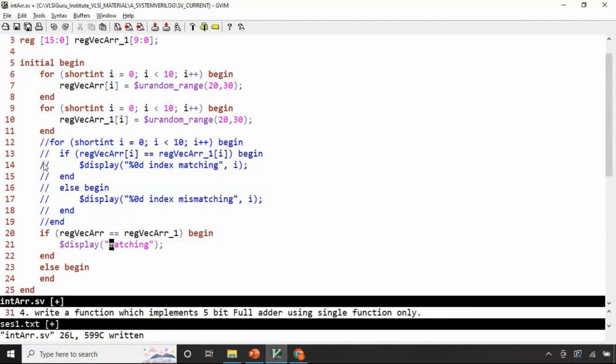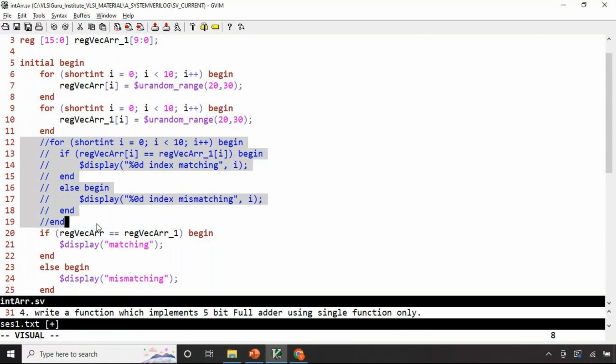The problem with this approach is it won't tell you which indexes are mismatching and which indexes are matching. It will tell you the whole array matched or the whole array mismatched. If you want to do it on an element by element basis, you have to do this. If you are okay to compare whole array to whole array, you go with this. Verilog doesn't support whatever I just highlighted. Verilog only supports the above commented one. Clear? I can run this example now.